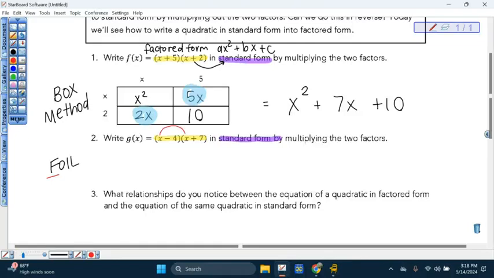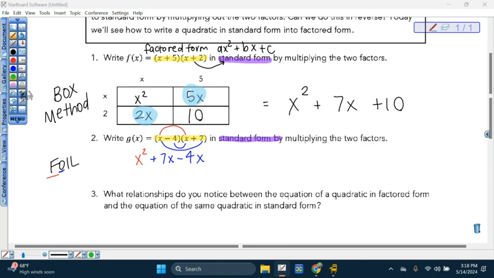First times first. What's x times x? X squared. Then I take my outers. What's my outer times outer? X times 7. And what are my inners?